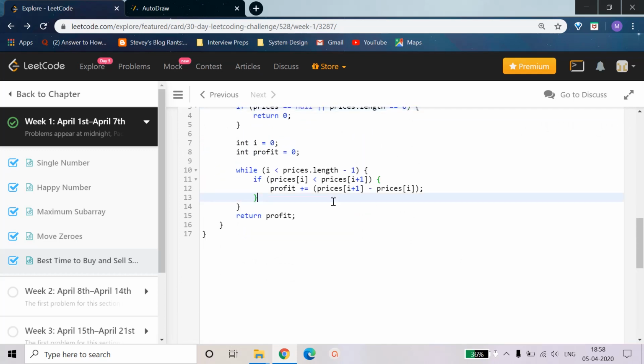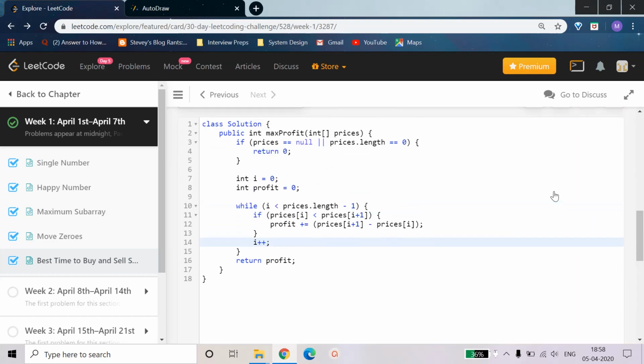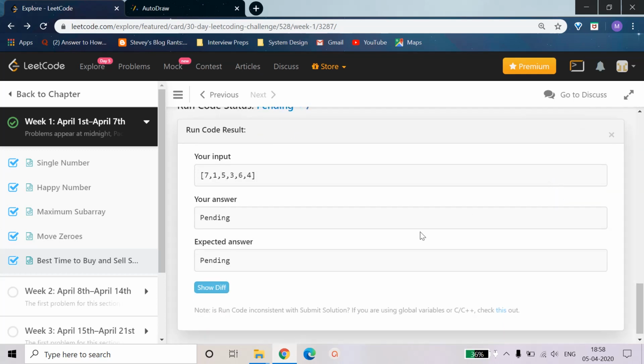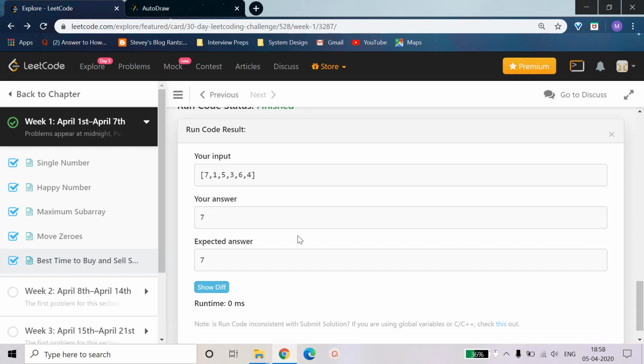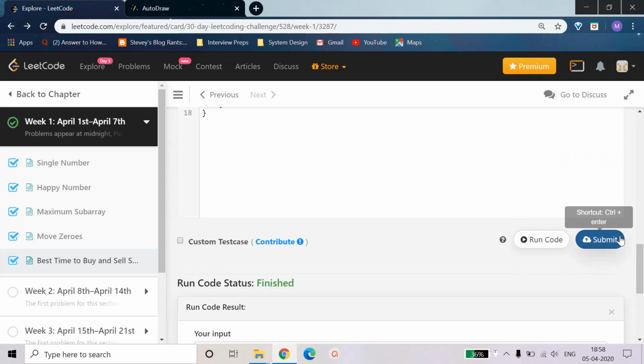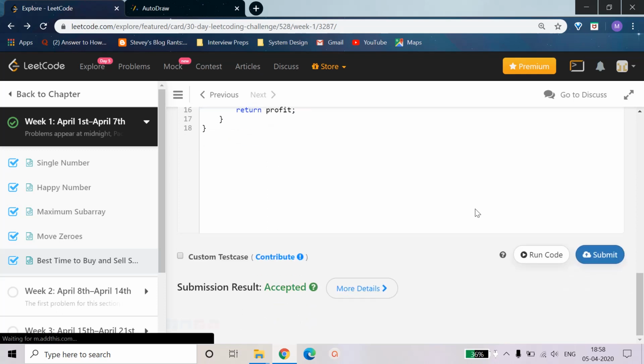Sorry, I forgot to increment I again. This is the case with using the while loop. You have to explicitly remember incrementing I. It's a good idea if you use the for loop. Yeah, so this is also giving us a correct solution. Let's submit it and check if we are getting into the top 100%.